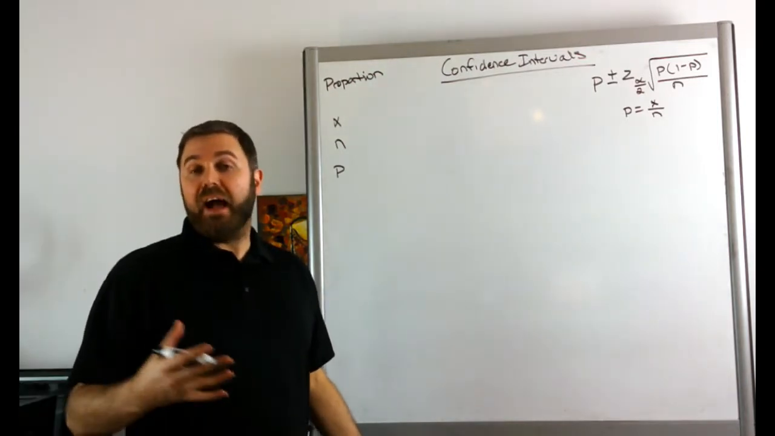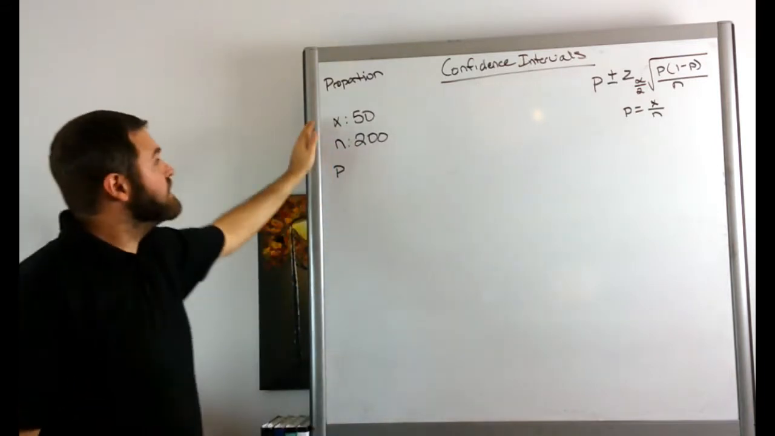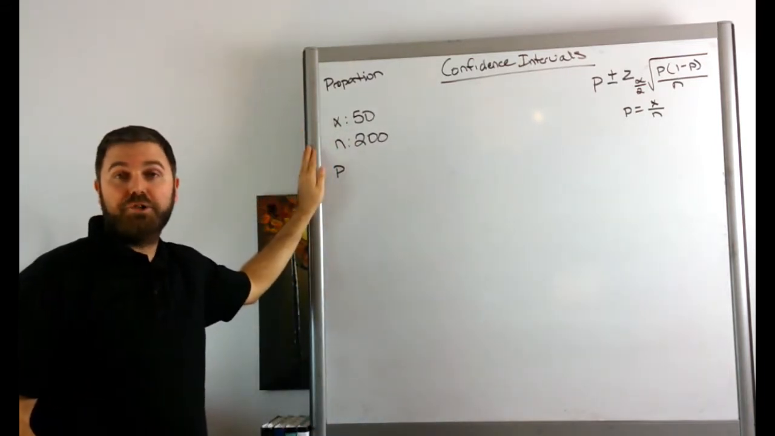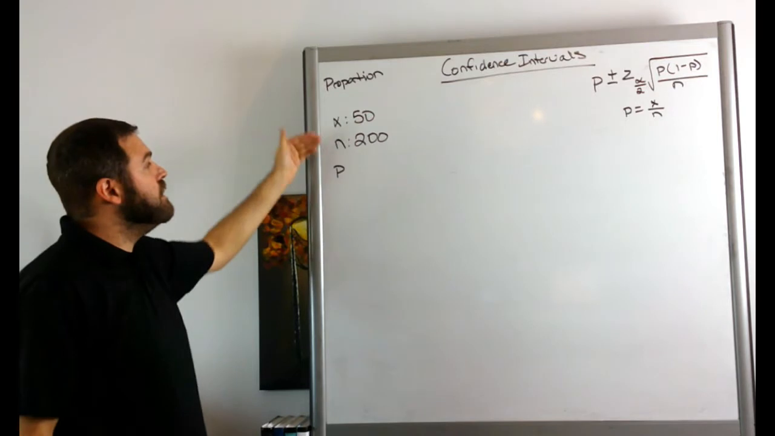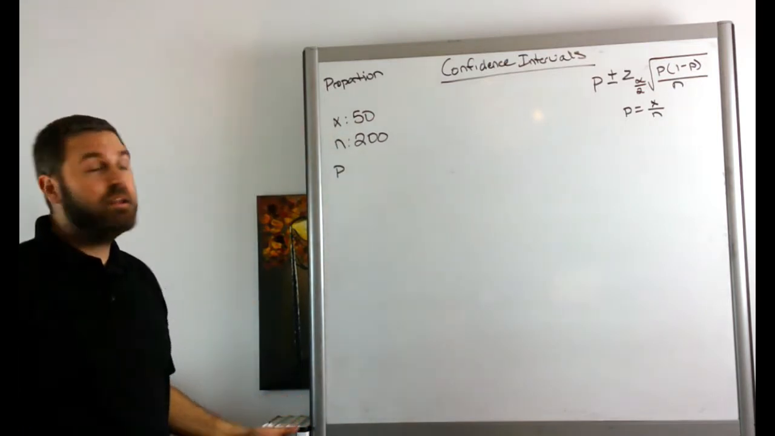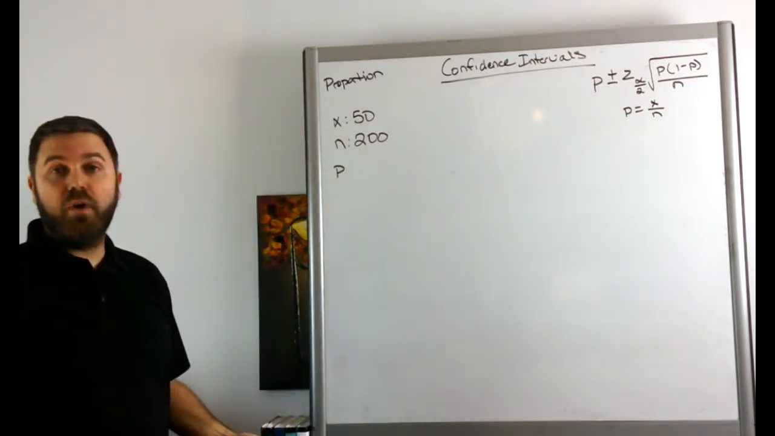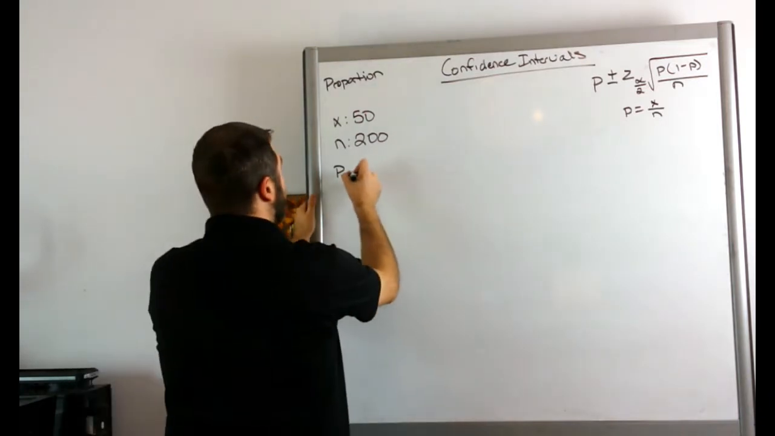So let's take a look at an example. Let's say we have an x of 50 and an n of 200. To find our p, we just take x divided by n. So 50 divided by 200 is 0.25.